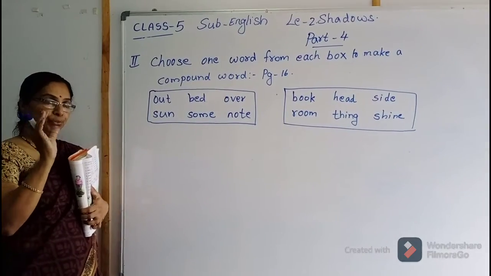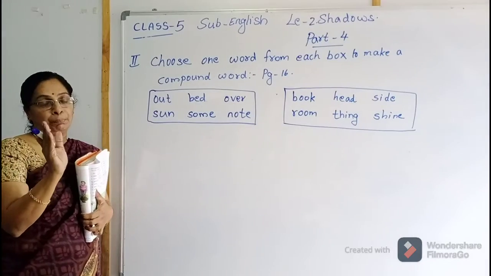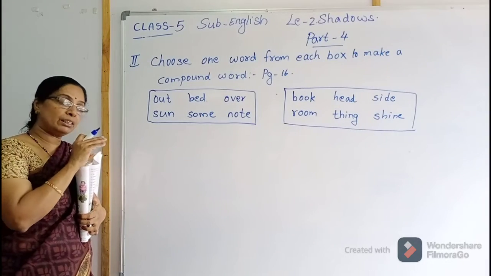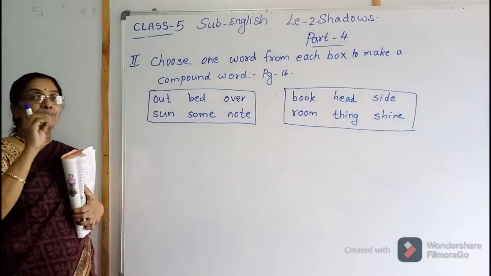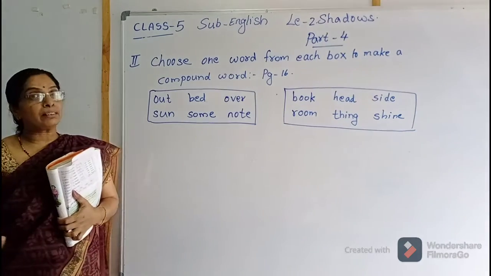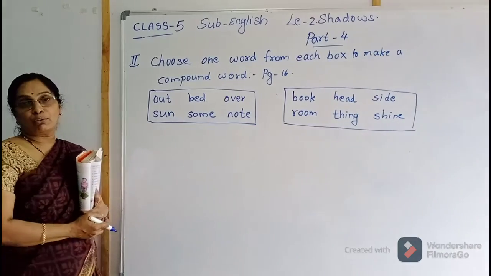If we separate this word into 2 parts, that also is a word, and the next is also a word. Those are 2 meaningful words. When we join them, we get another word and another meaning. That is the compound word.